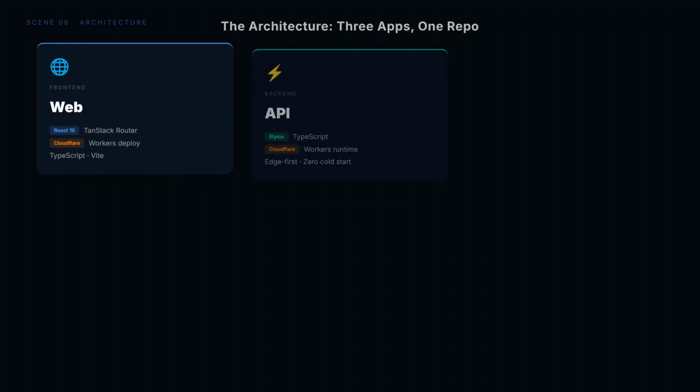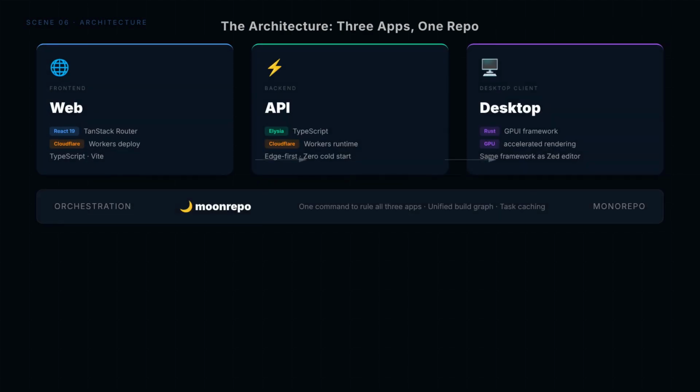The new version is a clean monorepo with 3 sub-apps. The web front-end uses React 19 with TanStack router, deployed on Cloudflare Workers. The API runs TypeScript with Elysia, also on Workers. The desktop client is built in Rust with GPUI, the same GPU-accelerated UI framework behind the Zed editor. One codebase, coordinated by moonrepo.